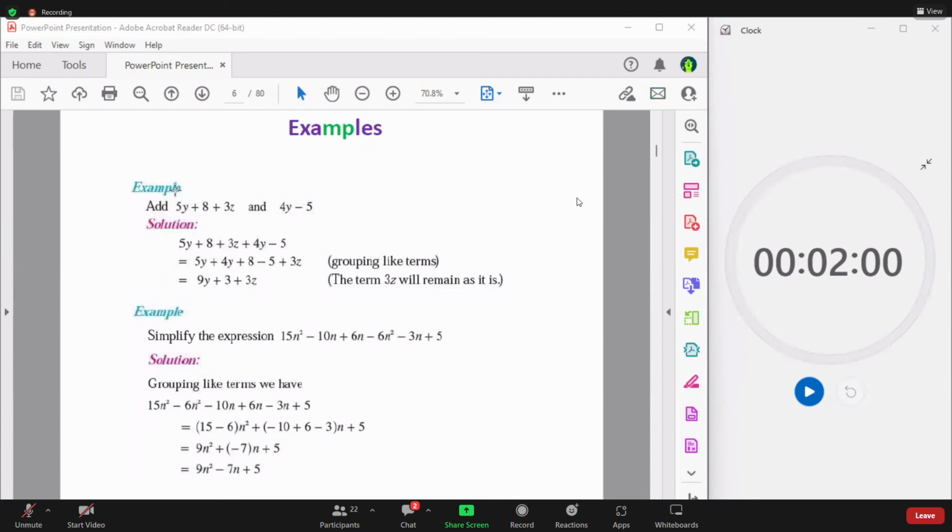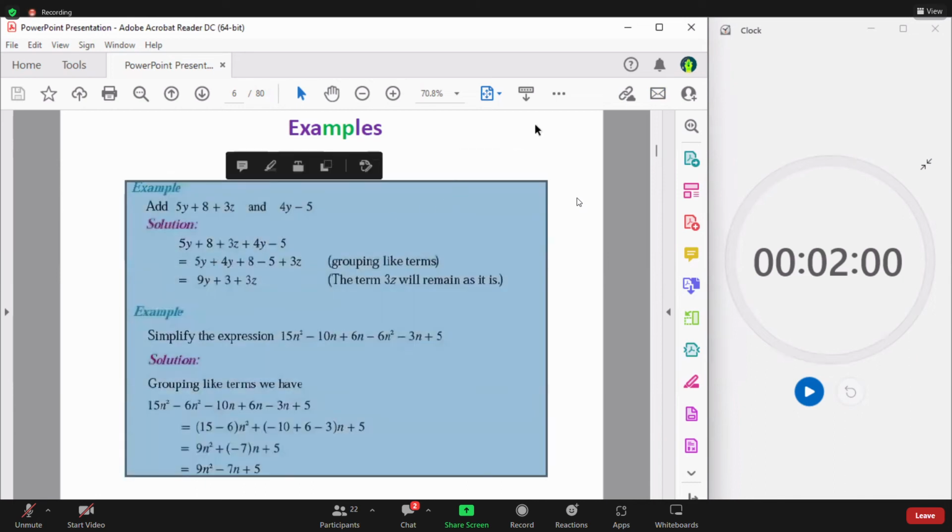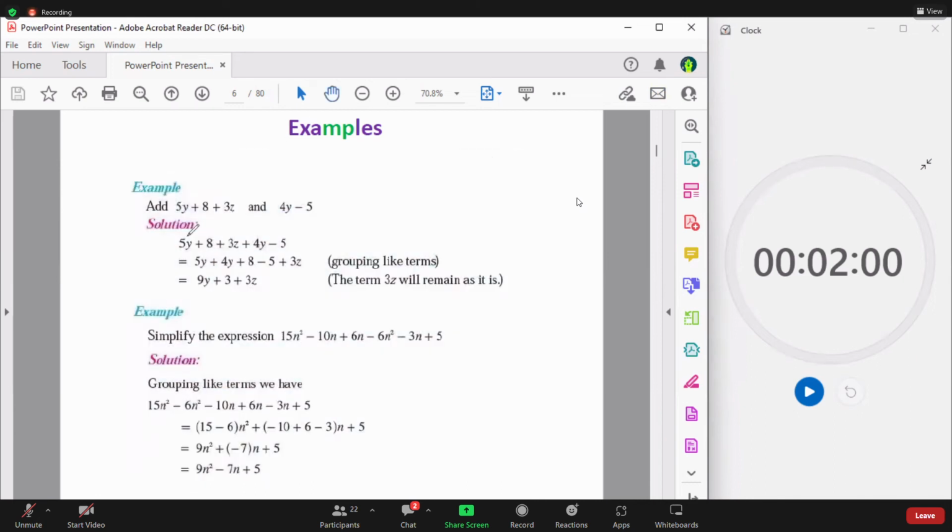Then we have certain examples here. If we're adding two expressions, we are taking the sum of two expressions. What we have basically done is 5y here and then 4y here, 8 here and then minus 5. This is a constant and this is a constant. So we have put the like terms together, and two constants are also like terms. These are basically integers being put together. So we solve this and this comes as 9y. We solve this, this comes as 3. Now since 3z does not have any other like term, it remains as it is.